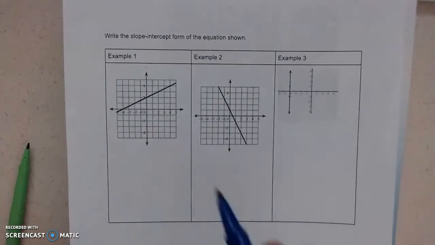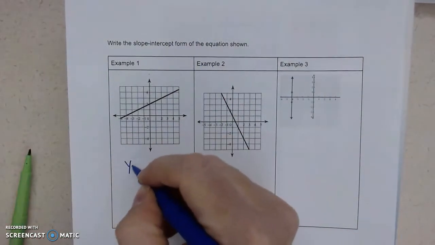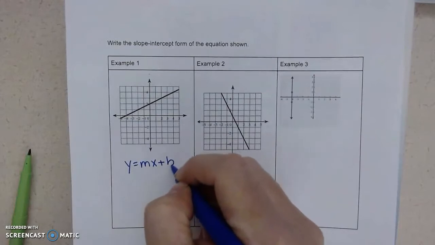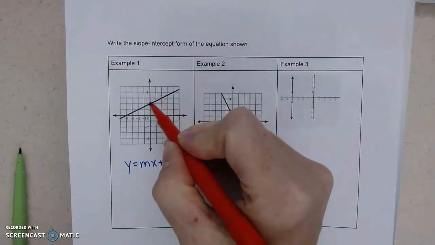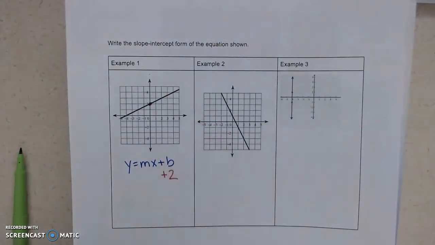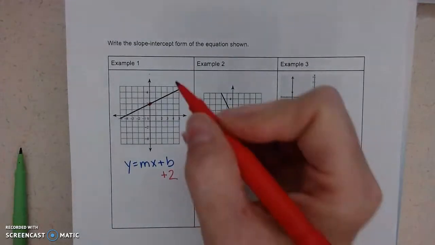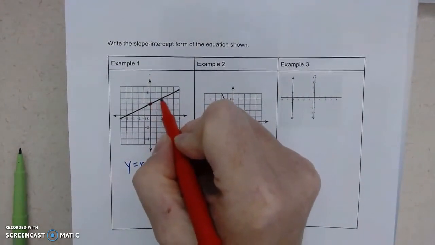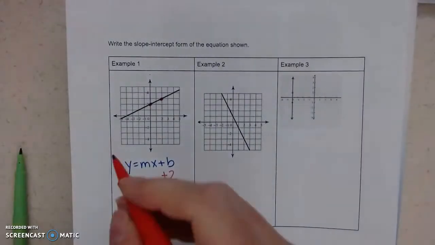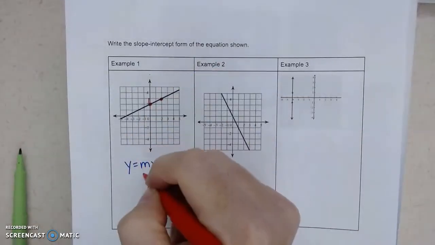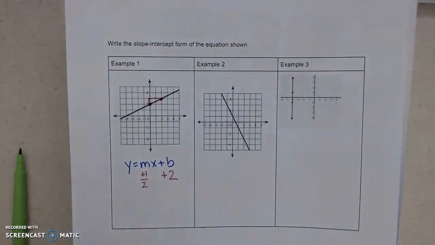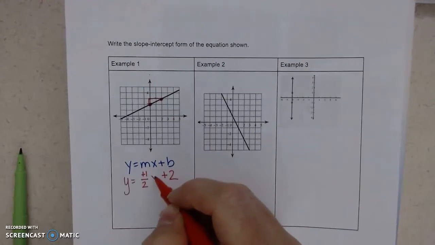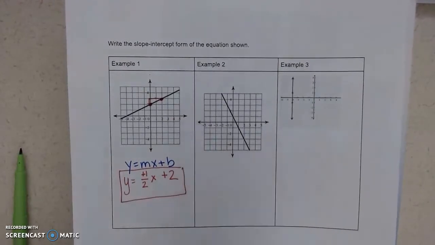So let's look at the first one. We want the slope-intercept form of the line. So we want y equals mx plus b. We're going to find our intercept, which is at positive 2, write your signs. And then our slope, I'm going to find another point. So my slope, I'm going to go up 1 and to the right 2. So add in your y, add in your x, and here's our equation. y equals 1/2 x plus 2.